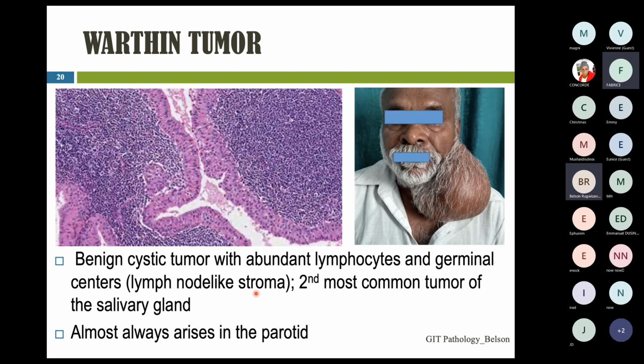So another tumor is called the Warthin tumor. This is an eponym because it was discovered, or described for the first time, by someone called Warthin. It is a benign tumor.